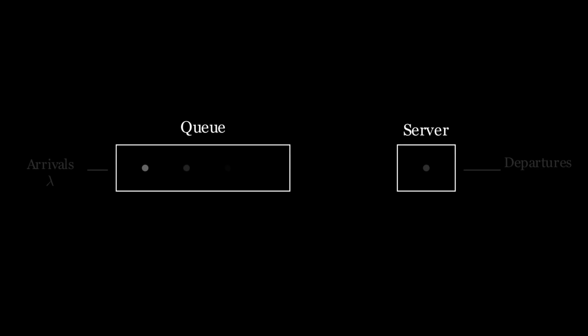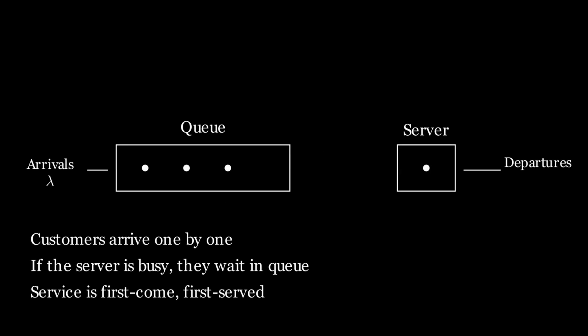Little's law is one of the most useful results in queuing theory. It gives a simple relationship between how many customers are in the system, how long they stay, and how quickly customers arrive. Here we are looking at a basic single server queue. Customers arrive from the left, wait in the queue if necessary, get served one at a time, and then depart on the right.